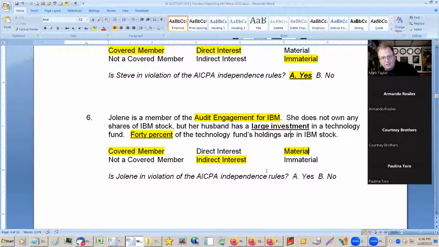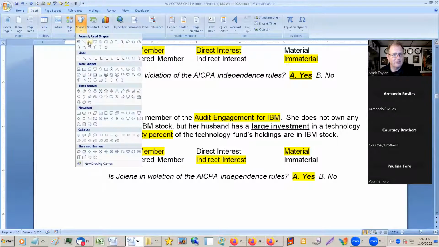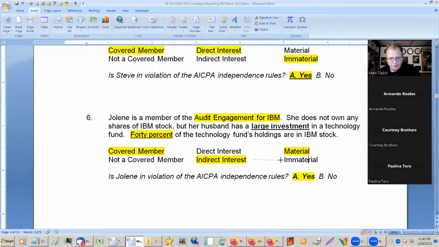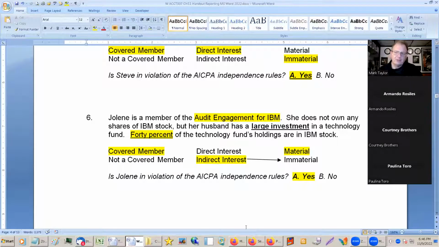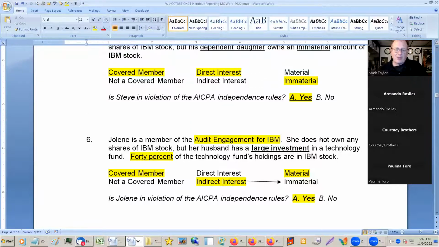And if it was material, is Jolene in violation? Yeah, because you can only have an indirect interest if it is immaterial. For an indirect interest to be okay, it has to be immaterial. This is material. Now, some reasonable people might say, well, it's a large investment, but this is only 40% of it. Maybe that percentage isn't as large as the thing overall, but it's hard to say with the vague terminology.